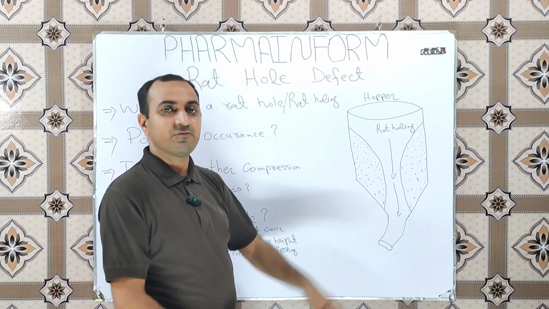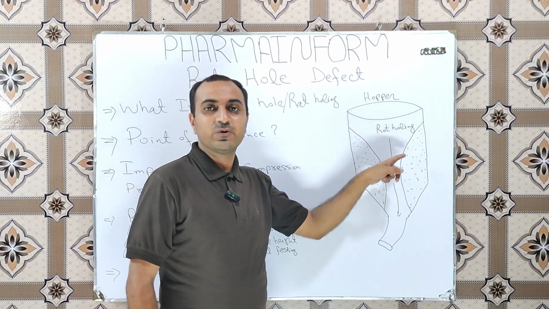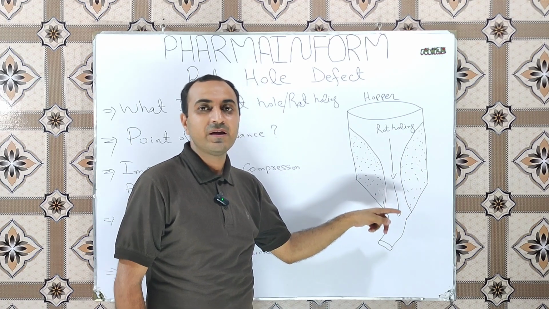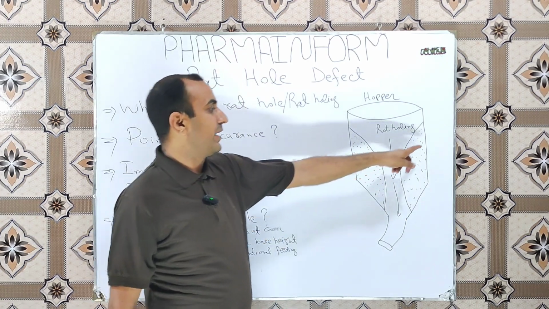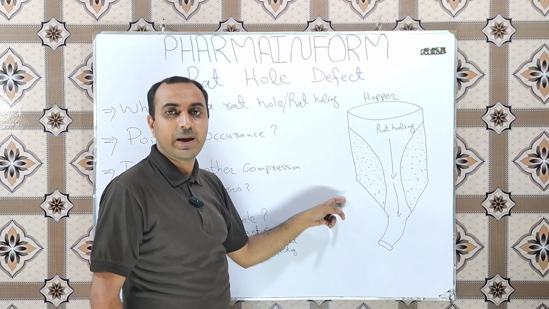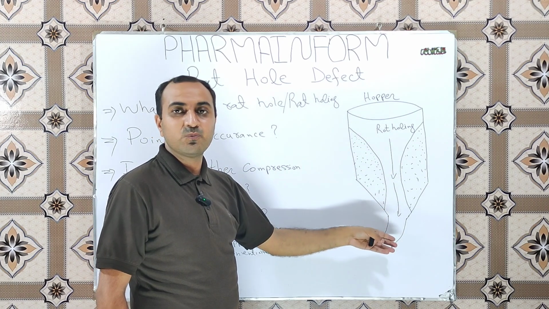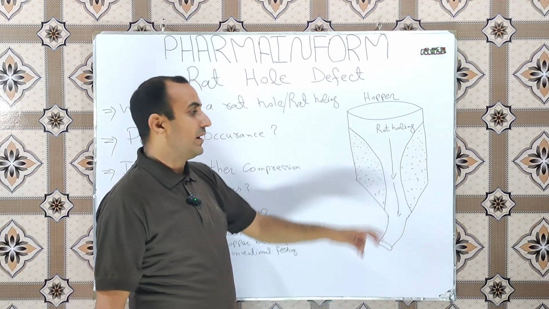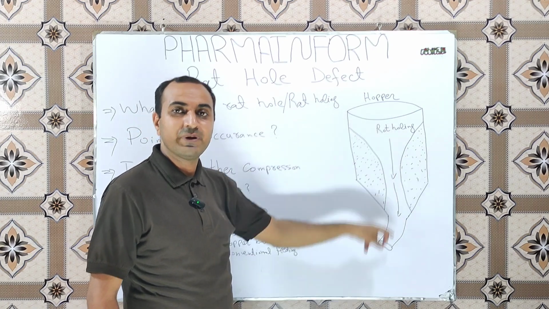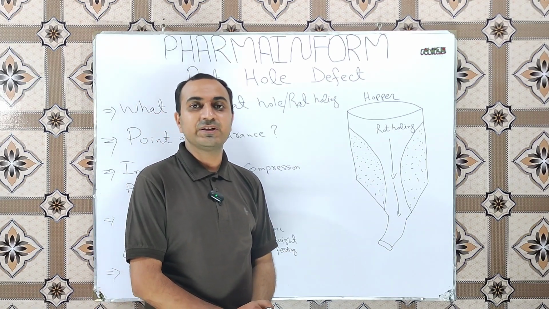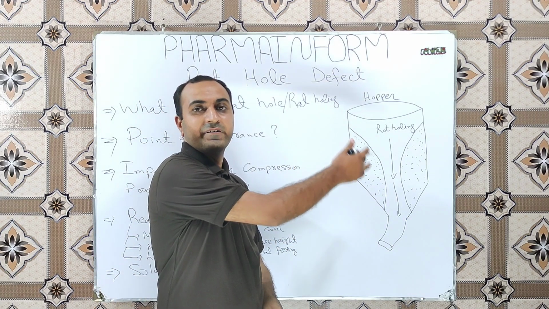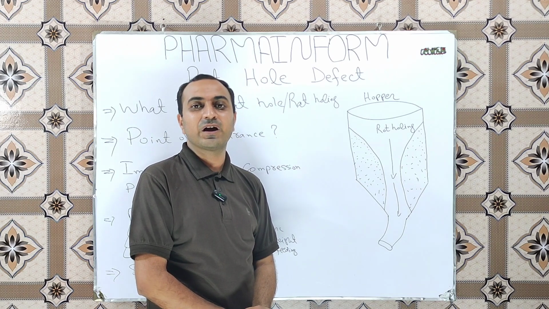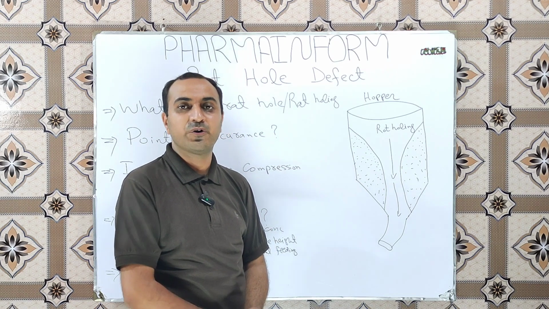For easy understanding, when we fill the powders or granules in the compression machine hopper, the powder or granules bind to the side walls of the hopper and they are not able to move down to feed the dies of the compression machine, but powders or granules from the middle of the hopper can easily flow and they form a rat hole. That is why we call it a rat hole defect.